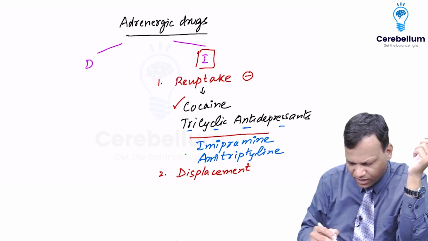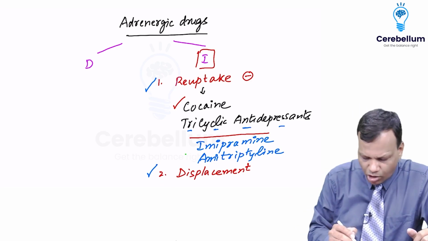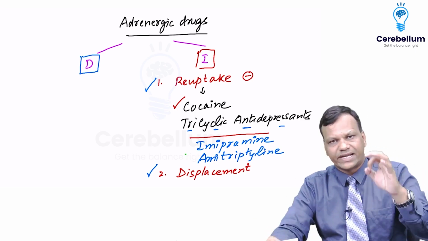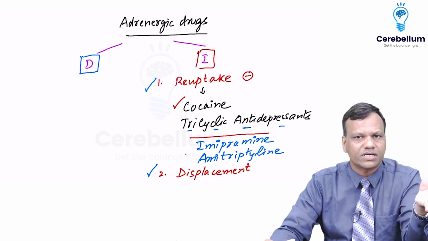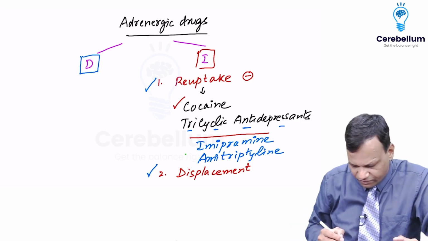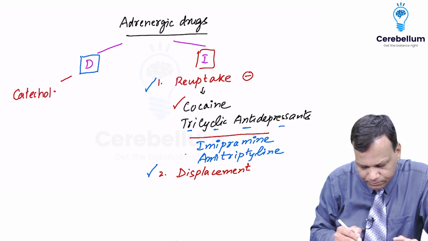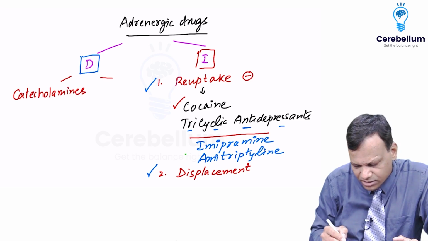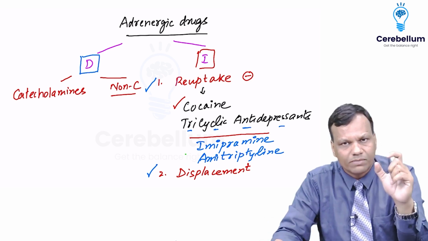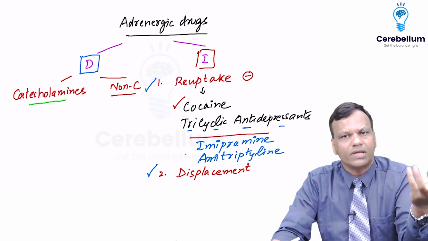So two groups we discussed, one which inhibits reuptake and second which acts by displacement. Okay, so now we will move to the very important group of drugs which are directly acting. So they will directly stimulate any of the sympathetic receptors, alpha 1, alpha 2, beta 1, beta 2, beta 3, any of them. Okay? Now directly acting drugs, we can further divide into two groups. One is called catecholamines and the second is called non-catecholamines. So directly acting drugs we can divide into catecholamines and non-catecholamines. My first question will be, what do you mean by catecholamine? What is catecholamine?